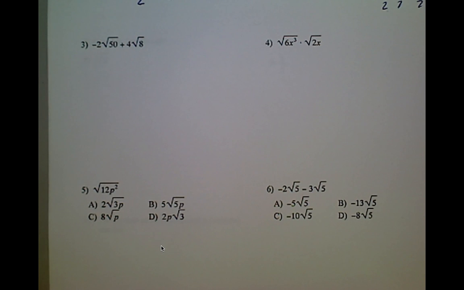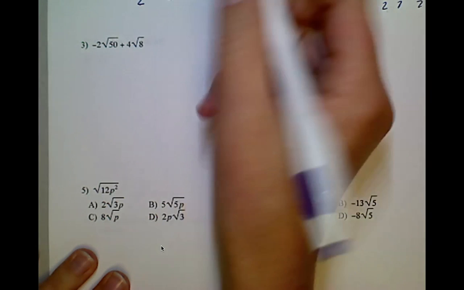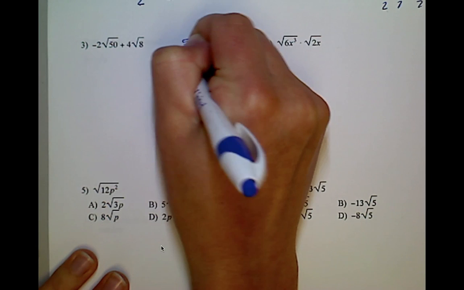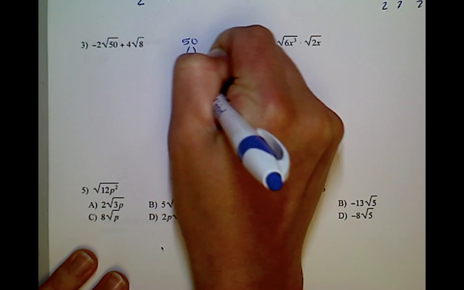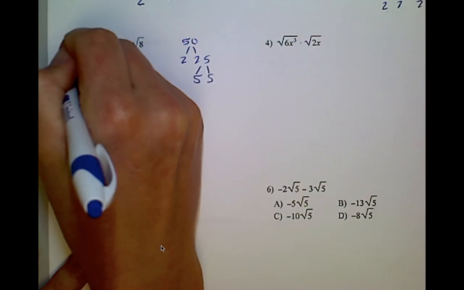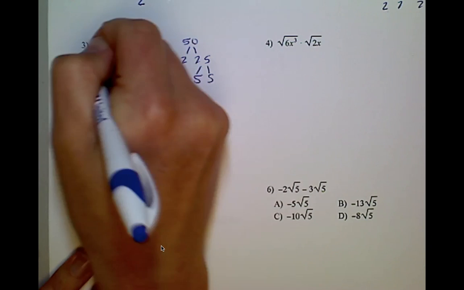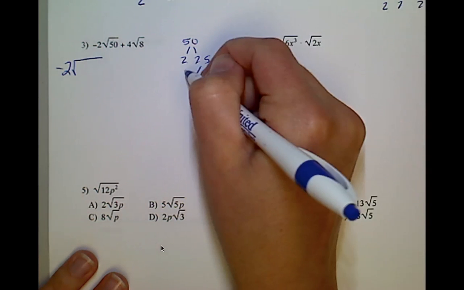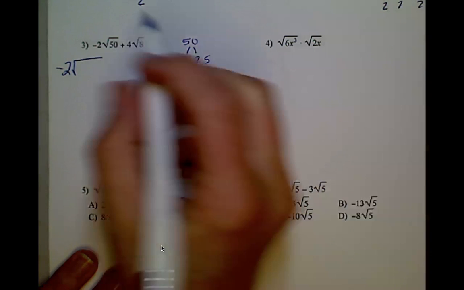Okay, number 3. In your graphic organizer, in your cheat book, it says in order to add radicals, you have to simplify everything first. So I'm going to simplify 50, and I'm going to simplify 40 or 8. So 50, it's even. 25 is divisible by 5. So instead of writing 50, I'm going to write 2, 5, 5. Those are the prime factorization, okay?